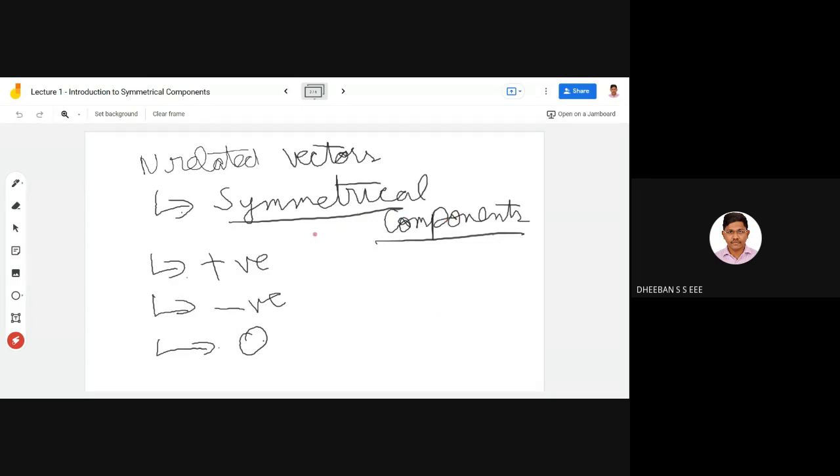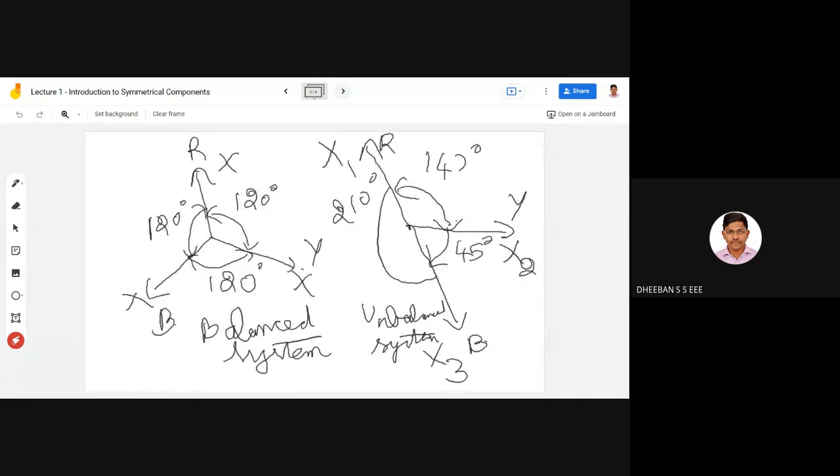If we are changing in a positive sequence, then it comes with respect to a positive symmetrical component, and if you are changing in the negative sequence, then it comes with respect to your negative symmetrical components, and the same goes for your zero symmetrical component. This is the representation of your balanced and unbalanced system.